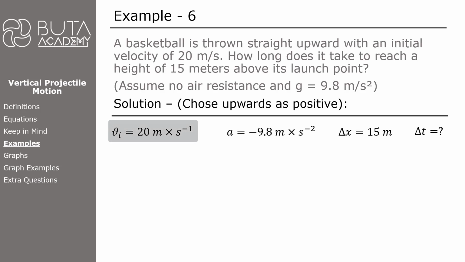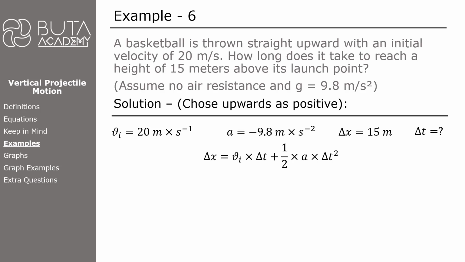Initial velocity is 20 meters per second. Acceleration is negative 9.8 meters per second square as it is downwards. The task is to calculate the time it takes to reach the height of 15 meters. We can solve this question by using just one formula. Delta x is equal to the initial velocity times delta t plus 1 over 2 times a times delta t square.